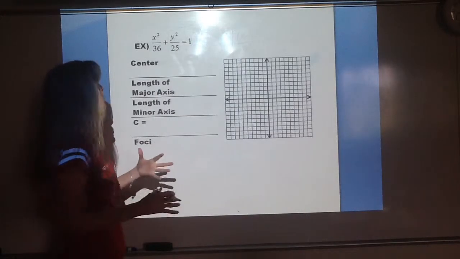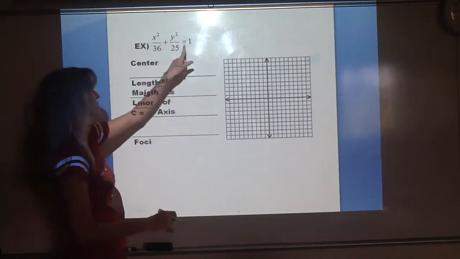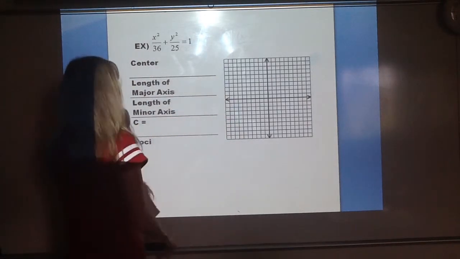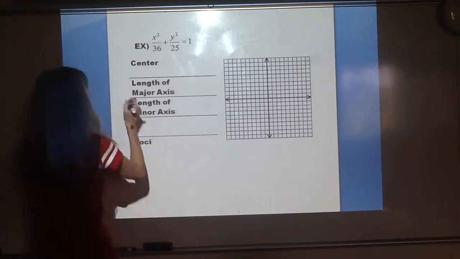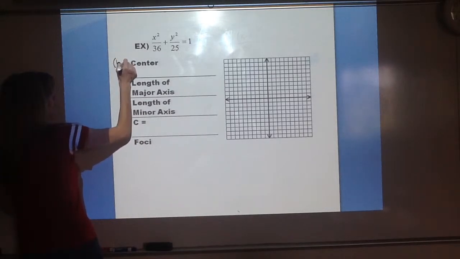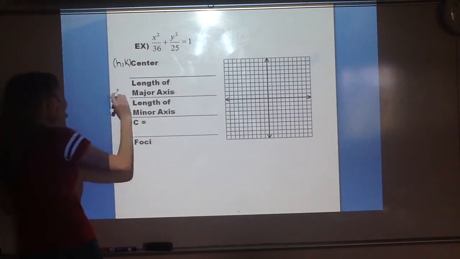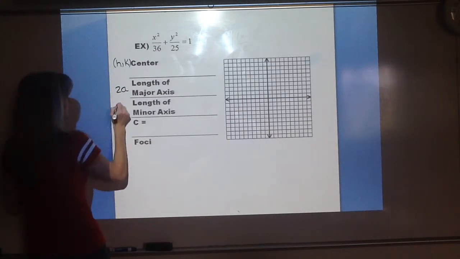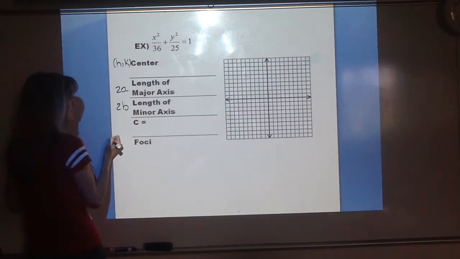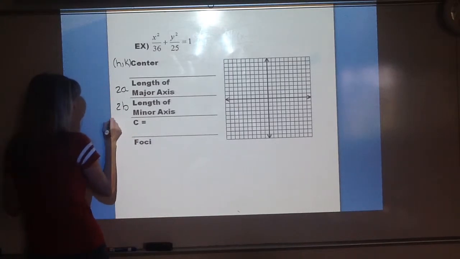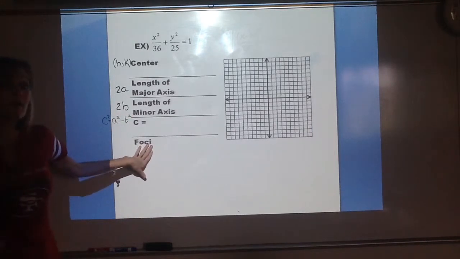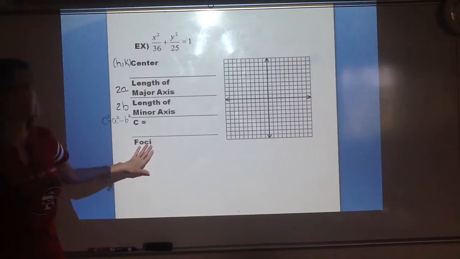Okay, let's try a couple problems that are already ready. They are already equal to 1. It's already solved for, it's in ellipse form. And I'm going to find my center, which is hk. My length of my major axis is 2a. The length of my minor axis is 2b. C is found by using the formula c squared equals a squared minus b squared. And then my foci is going to be determined by where my bigger denominator is.